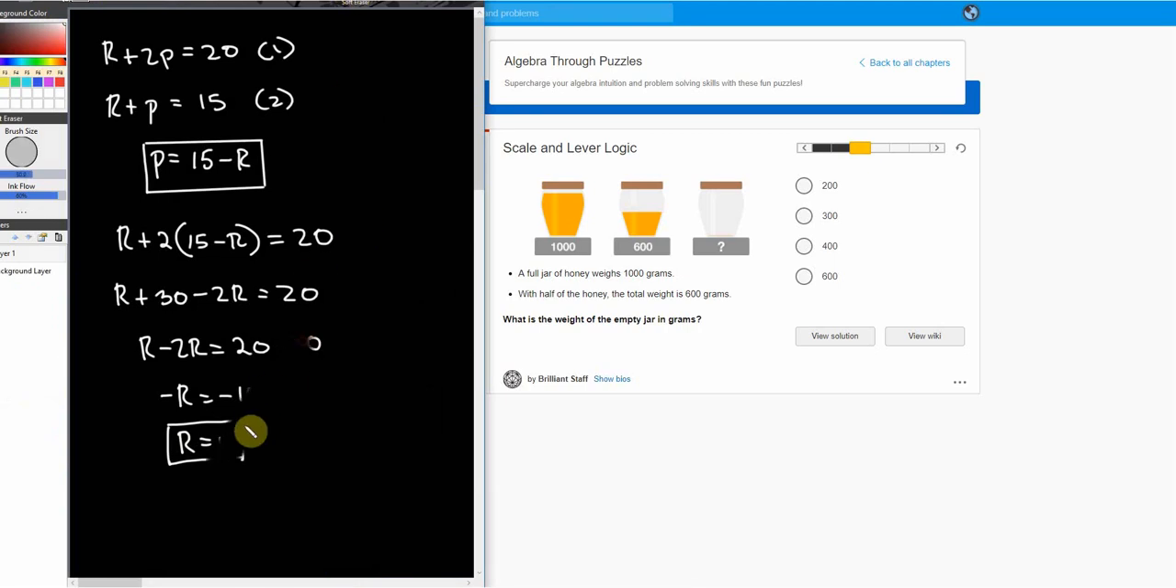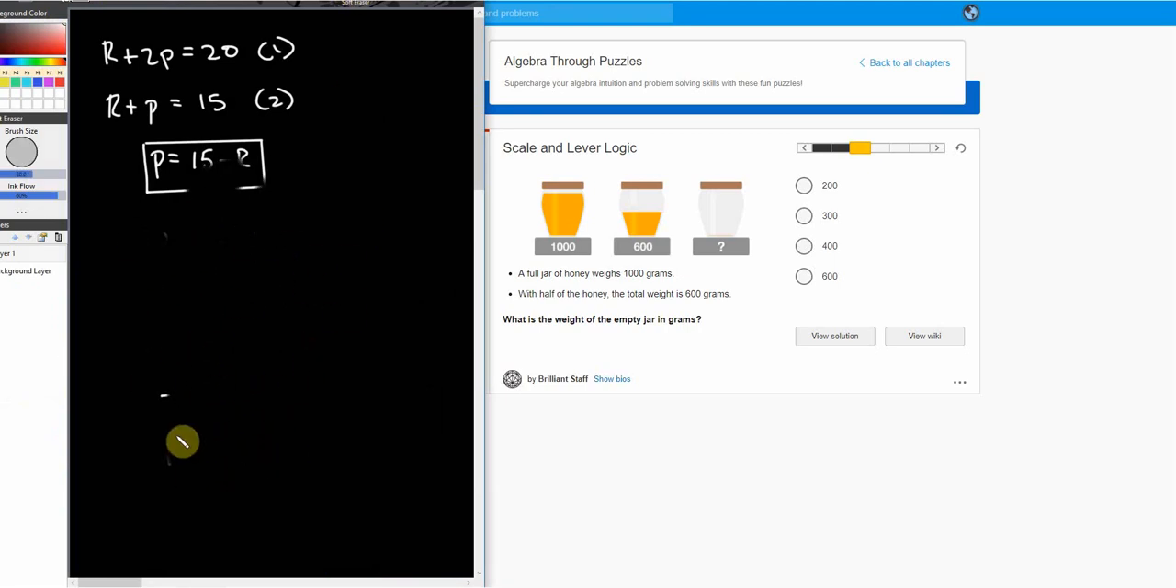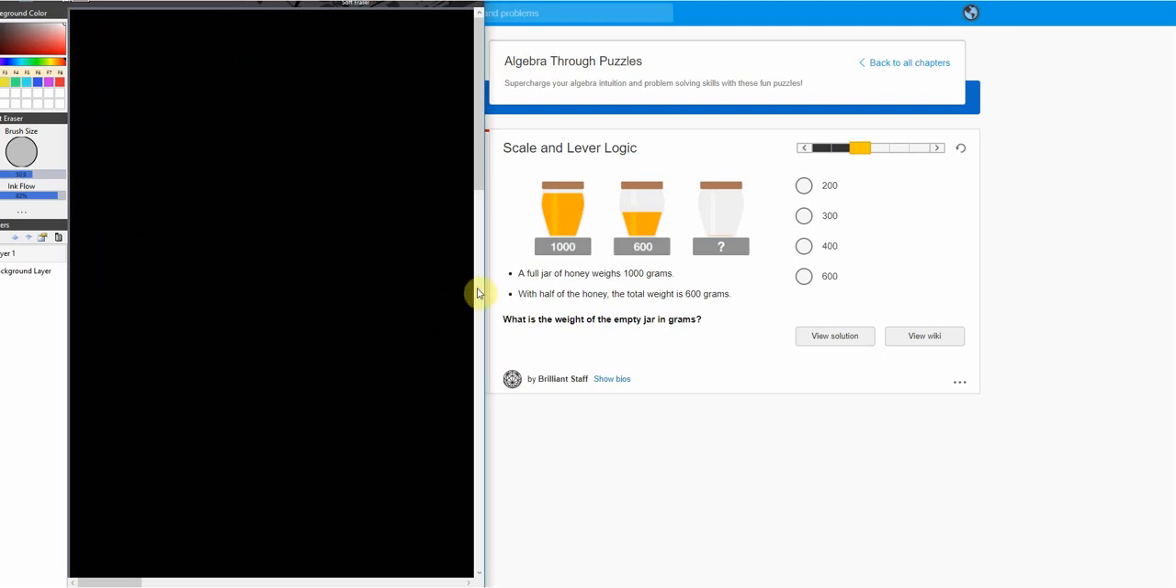So I'm just going to erase all of this quickly. And it says here that we've got one full jar of honey that weighs 1,000 grams. We've got a second jar of honey that is exactly half, and its total weight is 600. And the question is, what is the weight of the empty jar in grams?